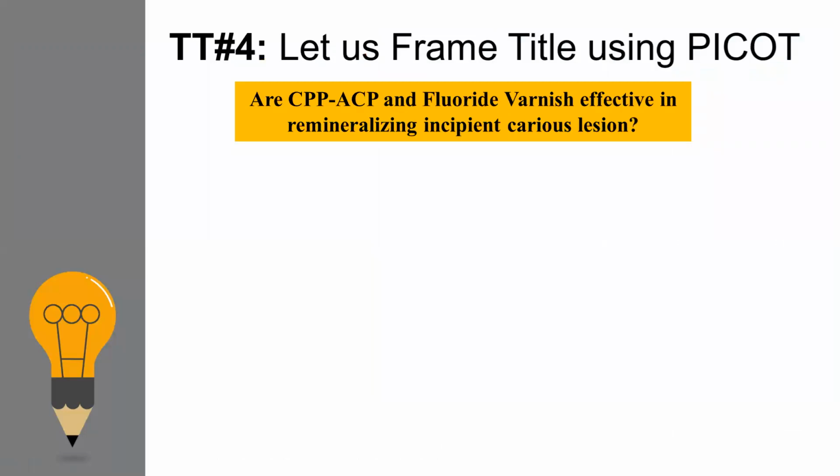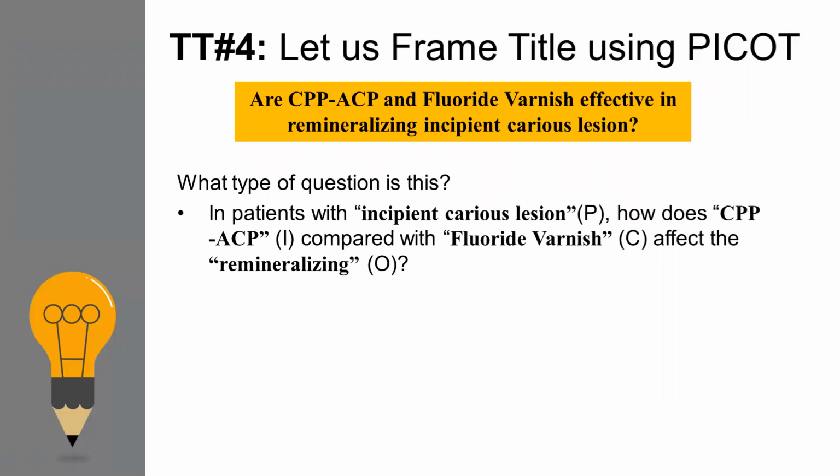So this was the research question. The research question was, are CPP, ACP and fluoride varnish effective in remineralizing incipient carious lesion? So now let us convert it into a title based on PICOT. What type of question is this? So here I have replaced P, I, C, O in the research question. Now T stands for type of study.